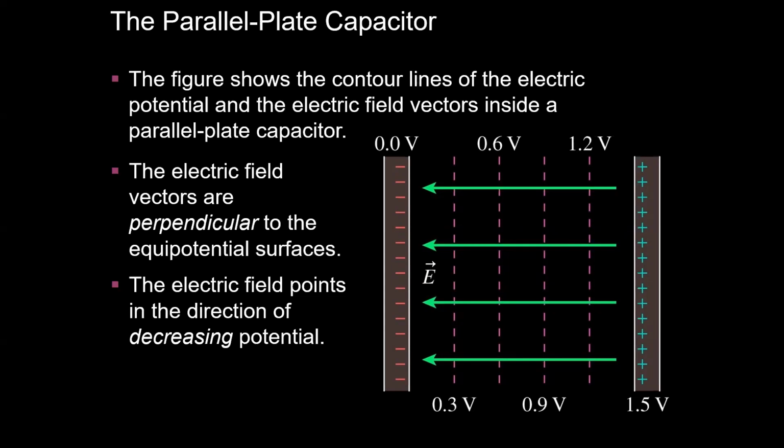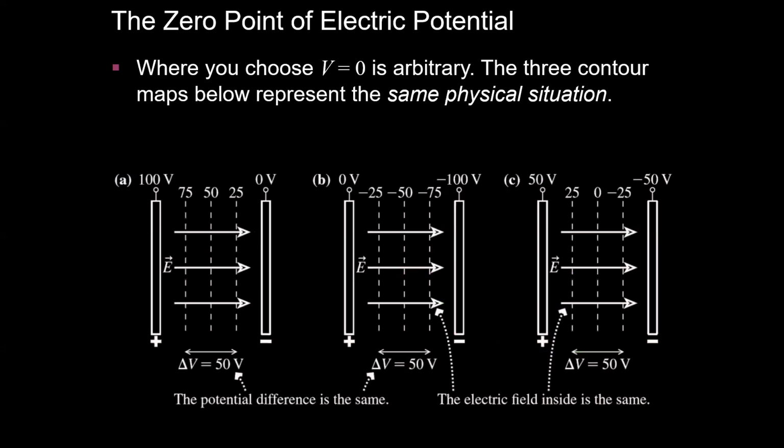One thing that we can immediately notice, and it'll turn out to be true in general, is that we have the equipotential surfaces pointing parallel to the plates, and the electric field is pointing perpendicular to those surfaces. So the electric field points perpendicular to the equipotential surfaces of the potential, and it points towards decreasing potential, as we see in these pictures here.